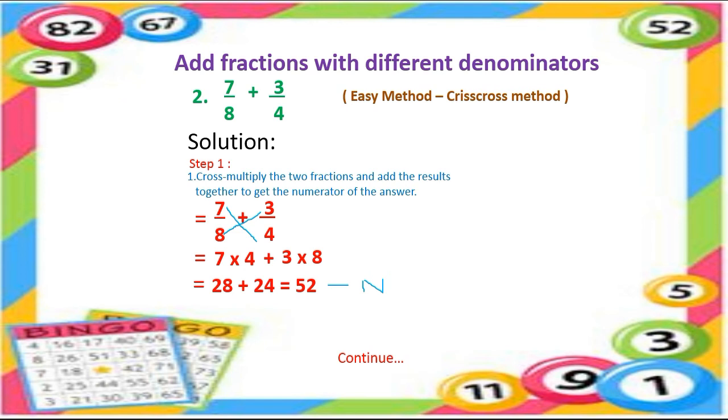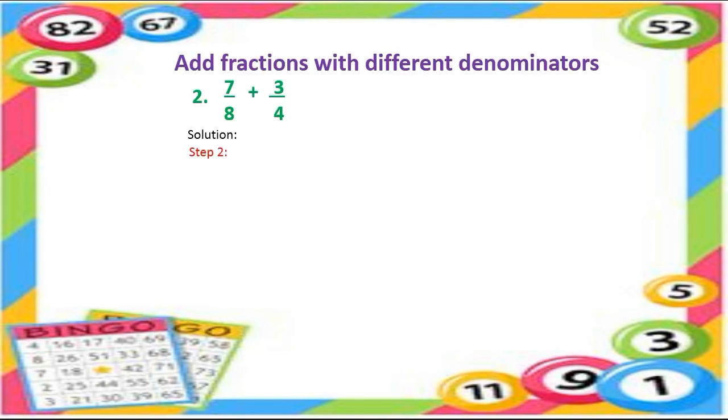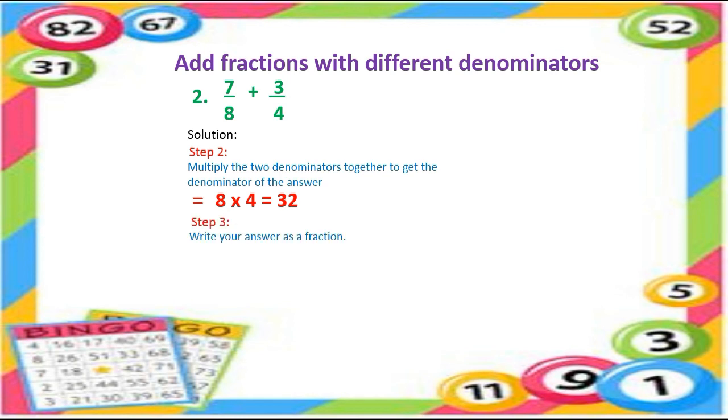Now how will we get the denominator value? Step 2. Multiply the two denominators together to get the denominator of the answer. Means in order to get the denominator value, we will multiply these two, 8 and 4. So let's multiply, 8 fours are 32. What is the step 3? Write your answer as a fraction. So first of all, we'll copy the question as it is, and then we write the numerator and denominator value. So the numerator was 52 and denominator is 32.